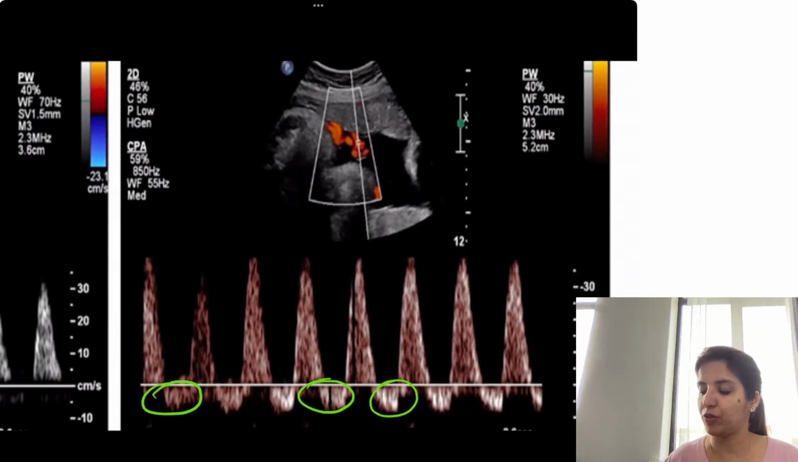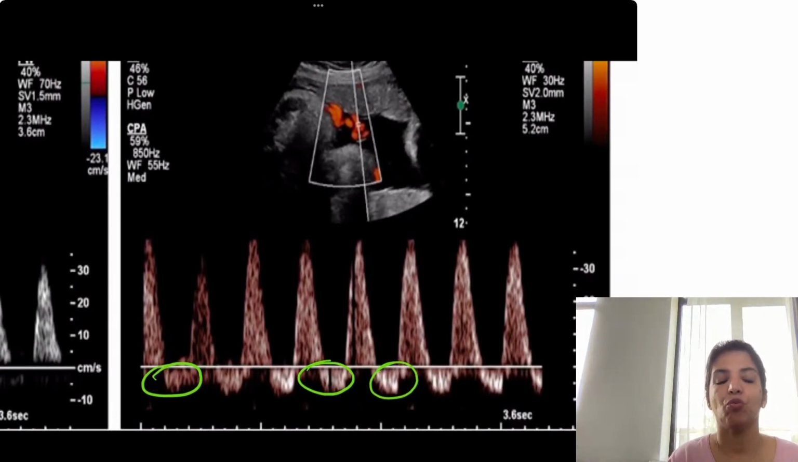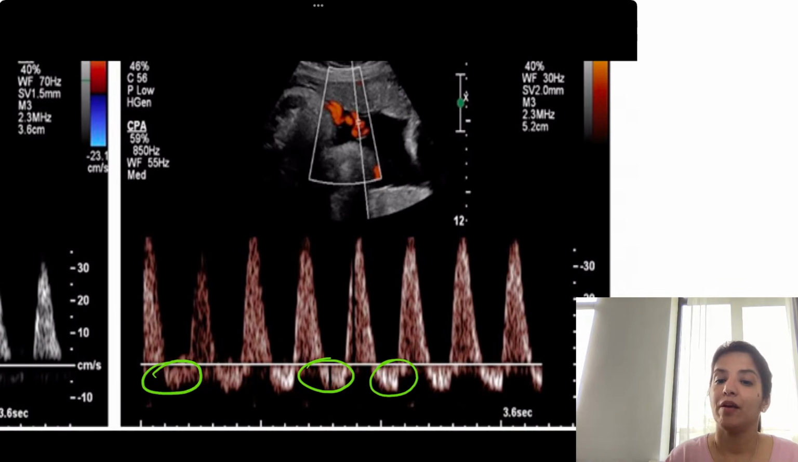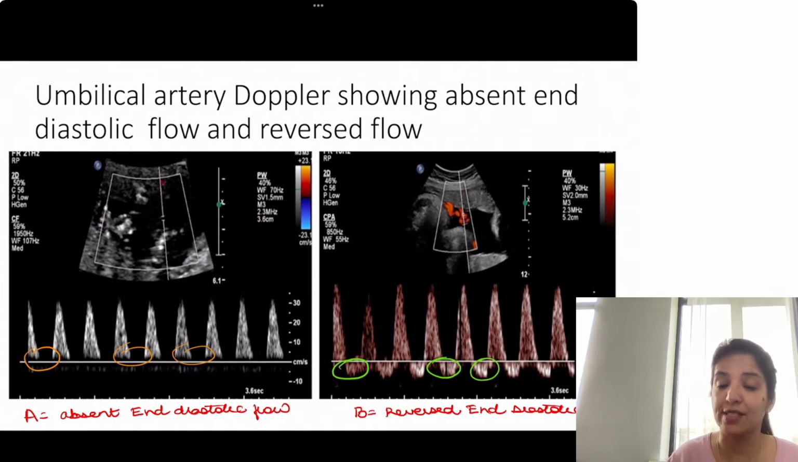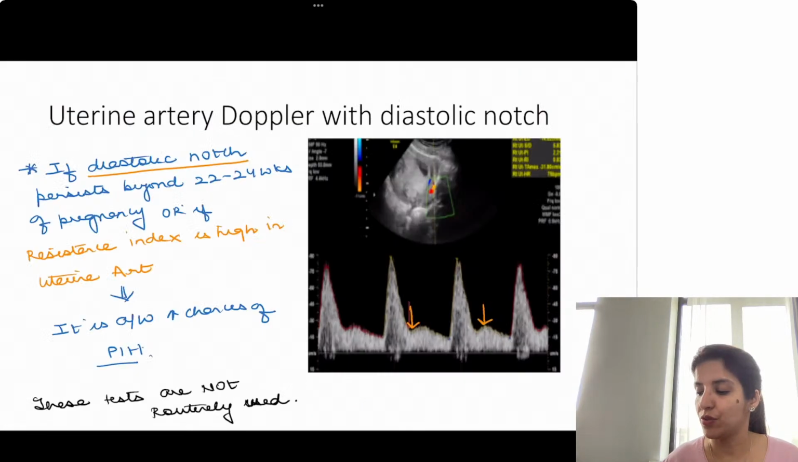Now look at this Doppler over here. What are you seeing? Over here, you are seeing that blood flow is happening in the reverse direction in diastole. So this is reversed end diastolic flow. And if you get a Doppler like this, you are going to terminate pregnancy at 32 weeks, right? And someone was asking me whether you are going to give steroids. Yes. If you are going to deliver the patient at 34 or 32 weeks, you have to give steroids. Before 37 weeks, you have to give steroids.